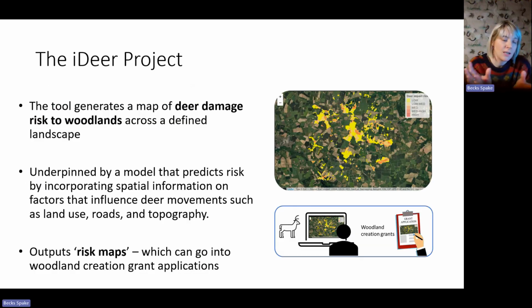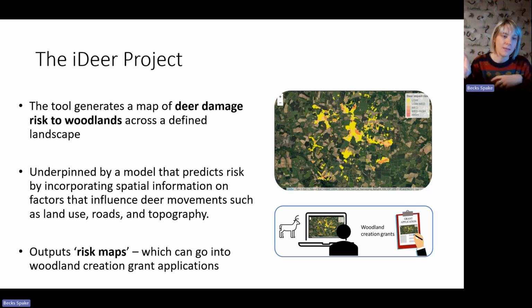So what the iDeer project does, we developed a decision support tool, and it generates a map of deer damage risk to woodlands across a landscape defined by the user, so the area that they're interested in planting new woodland. Now, the iDeer tool is underpinned by a model that predicts risk by incorporating spatial information on factors that influence deer movements, such as land use, roads, and topography. So these are all factors that influence deer movements and therefore the risk to an individual woodland parcel. The tool outputs these risk maps that show the risk of damage to individual woodland parcels.